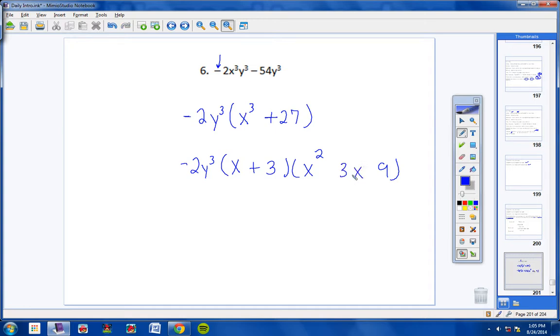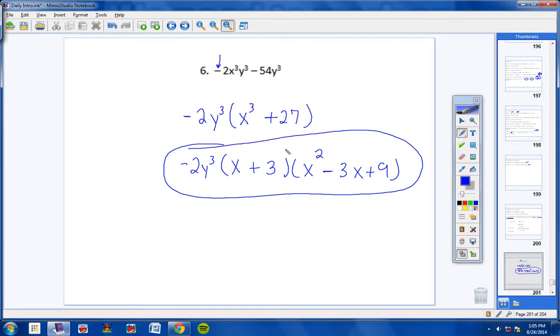And then remember, your first term is always positive right here, your last term is always positive, and this sign here is always the opposite of whatever this sign here is. So if this is positive, then this sign over here would be negative. And now we're done. That's it. All right, let's continue on.